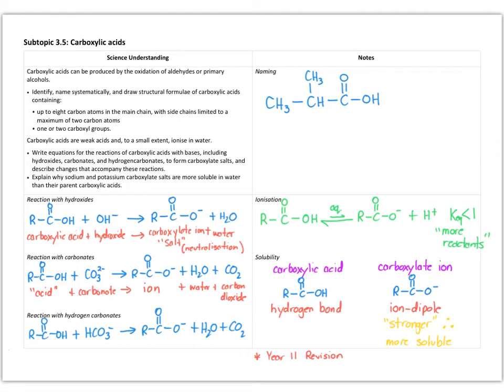Again, we look for the longest carbon chain. In this case, 1, 2, 3. Always start where the functional group is. That's the carboxylic acid group, is what we mean by the functional group.